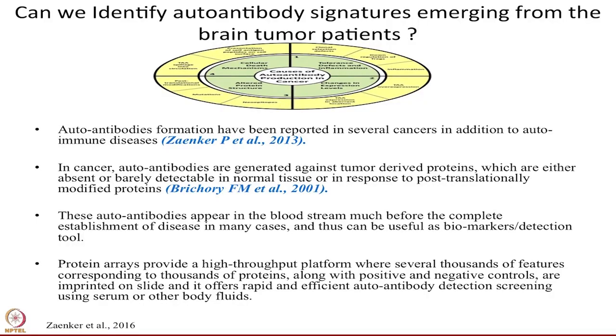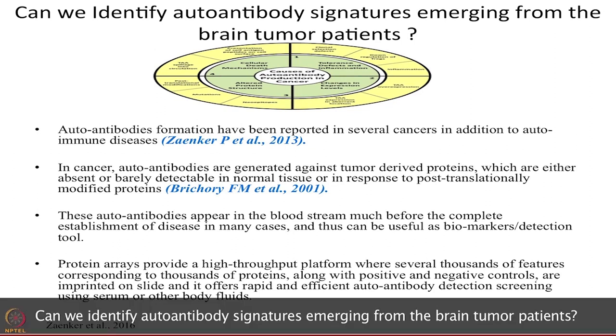So, the question is, can we identify the autoantibody signatures emerging from the brain tumor patients? This is one of the very interesting hypotheses, where many reports and many publications have reported that in addition to the autoimmune diseases, even in different type of cancer, autoantibodies are emerging from the patient samples. And especially in cancer, the autoantibodies are generated against the tumor derived proteins, which are either absent or barely detectable in the normal tissue, or in response to the post translationally modified proteins. These autoantibodies appear in the blood, serum or plasma, much before the complete establishment of disease in many cases.